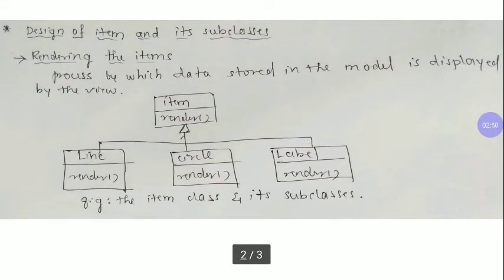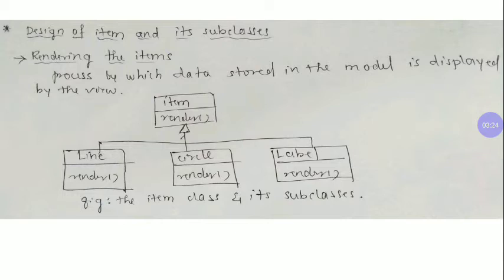Here you see the design of item and its subclasses. Item is an abstract entity which is there in the model component. We know that the MVC design pattern has three components: model, view, controller. The model has the core elements of the application. All the functionalities are there in the model component.